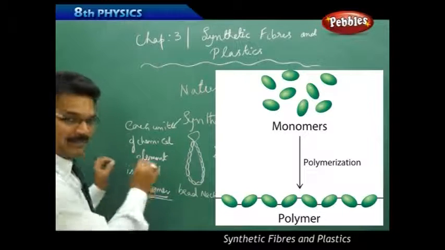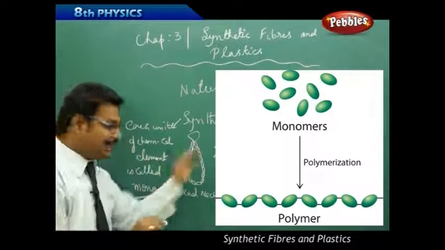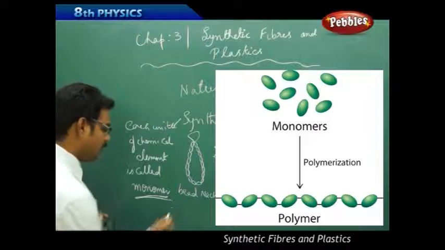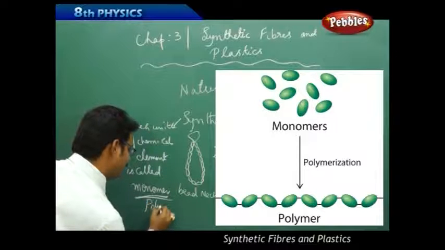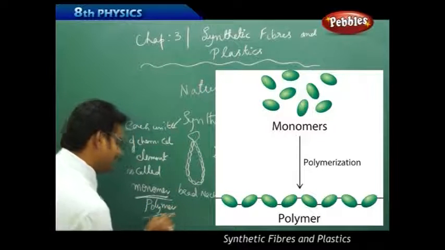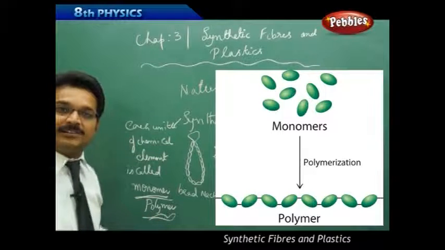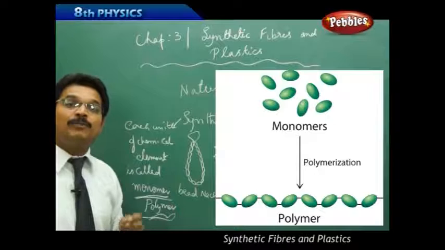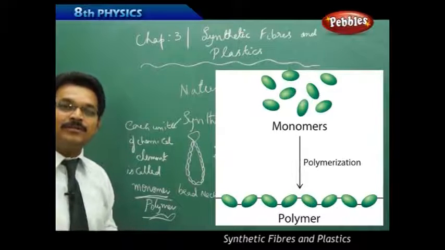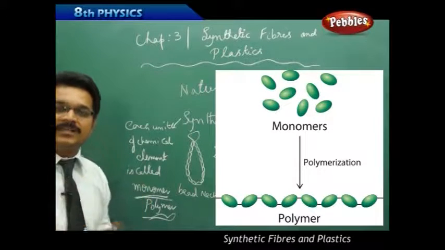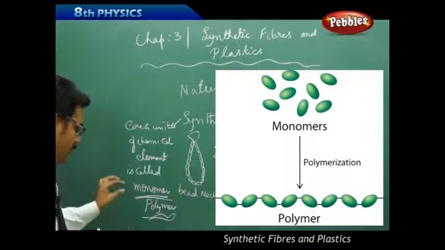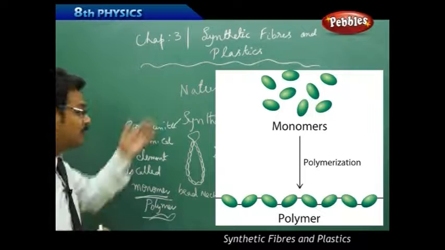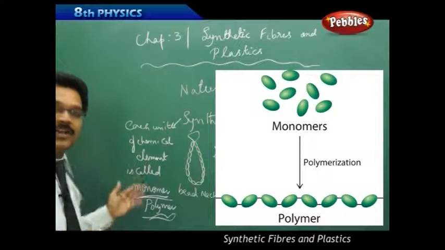Now all these monomers are attached to each other like this and form a big pattern, and that pattern is called a polymer. See, the word itself tells the meaning. Poly means many. In mathematics, you heard a word like polygon. Polygon means a structure having many sides. So when monomers are arranged together, you get a polymer. So a synthetic fiber is a polymer structure.